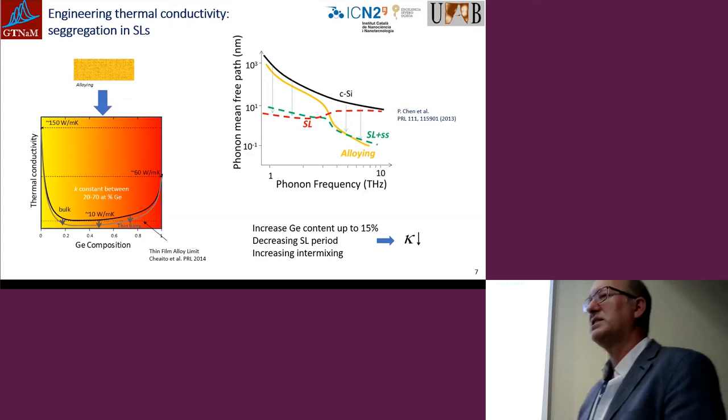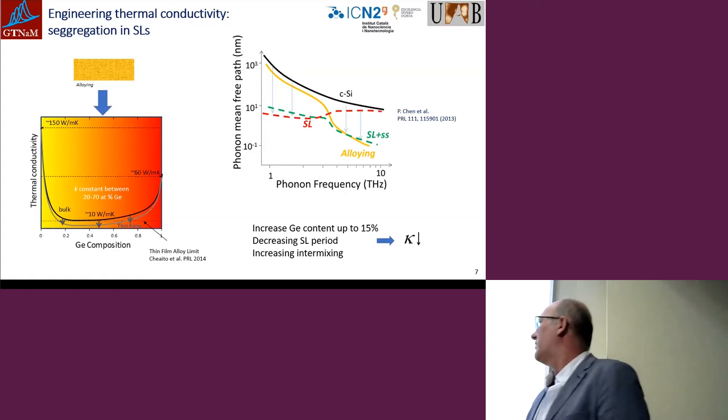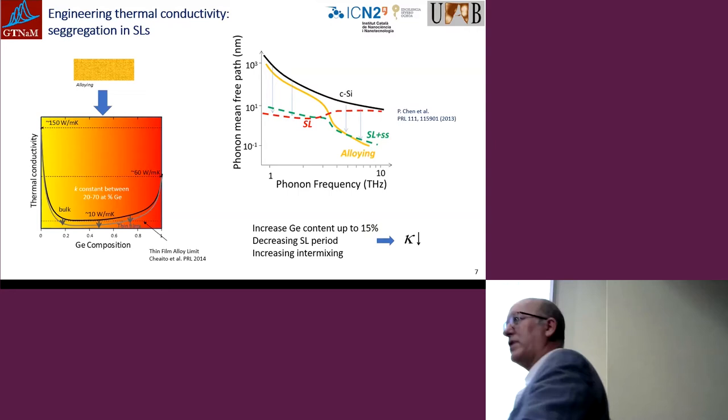This was done some years ago, where they built these very small period superlattices in which you have segregation, and then you have this mixing of silicon and germanium, and you could see that there was a reduction of the thermal conductivity, in some cases even below the thin film alloy limit, which is kind of the minimum of the thermal conductivity in those systems.